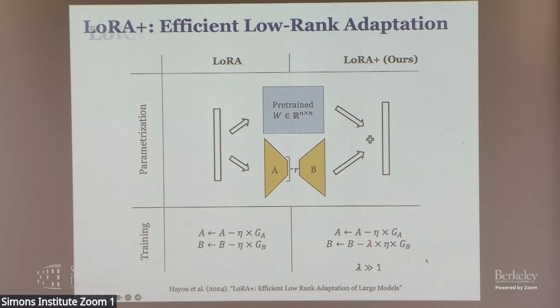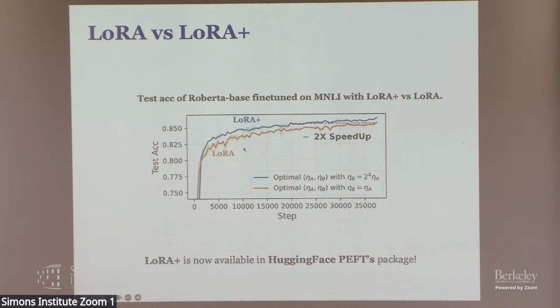Okay. And just to show you some empirical results. This is what you get with LoRa, the orange curve, and this is what you get with LoRa Plus. This is the result of fine-tuning an LLM called Roberta-base on a language task called MNLI. So you can see the effect of that small change, that small hack in the learning rate. If you want to use LoRa Plus, it's part of the Hugging Face PEFT package, which is a package for parameter efficient fine-tuning.